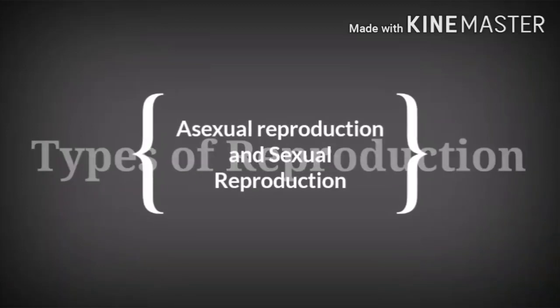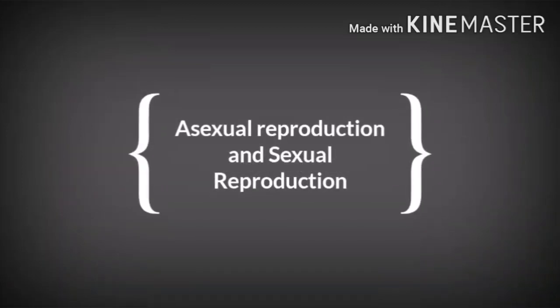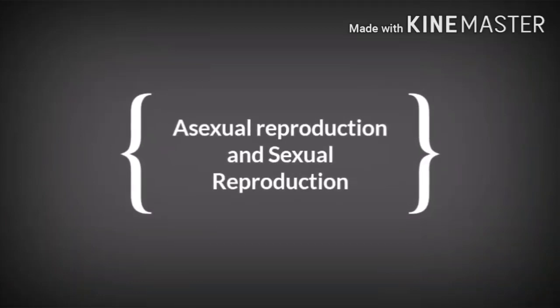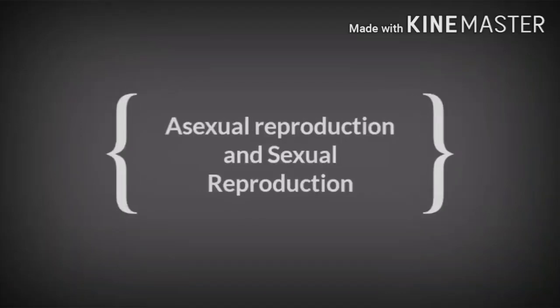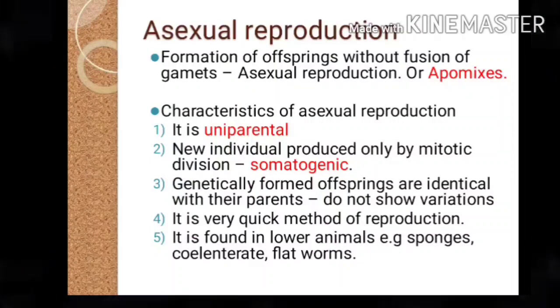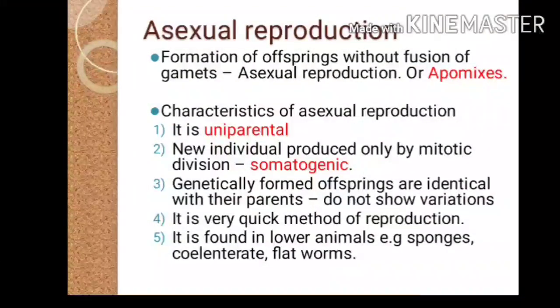Here in this chapter, two basic patterns of reproduction are there. The first one is asexual reproduction, and the second one is sexual reproduction. Now what is asexual reproduction? That is formation of offspring without fusion of gametes. Remember this one, without fusion of gametes. That's why it is called asexual reproduction, and that's why it is known as apomixis, because gametes are not fusing.